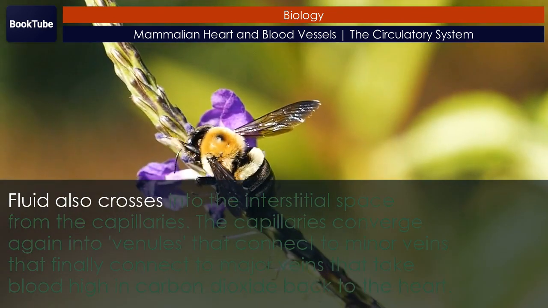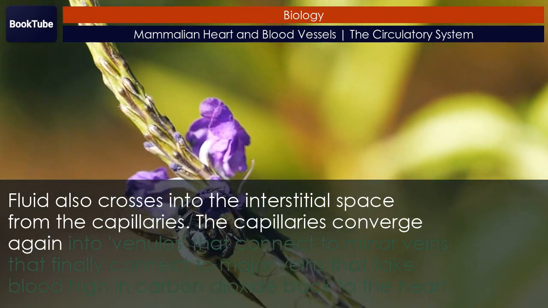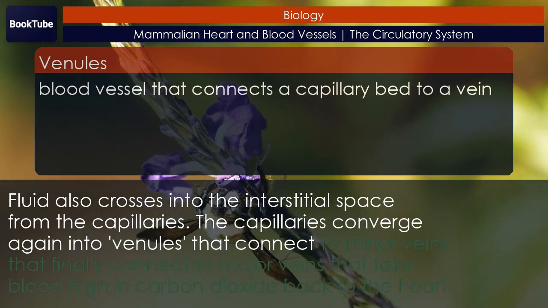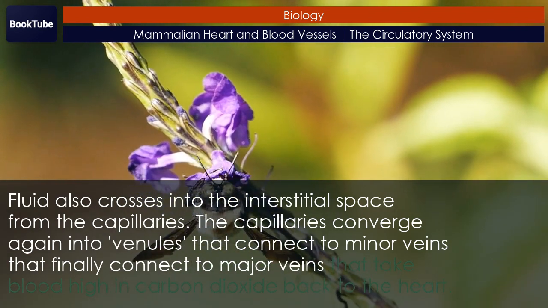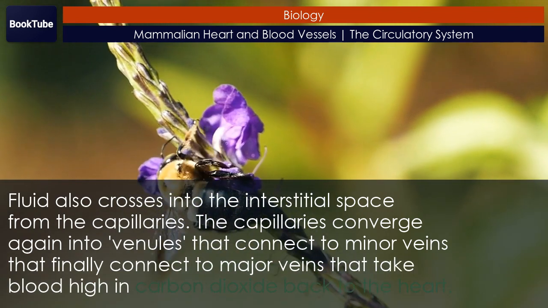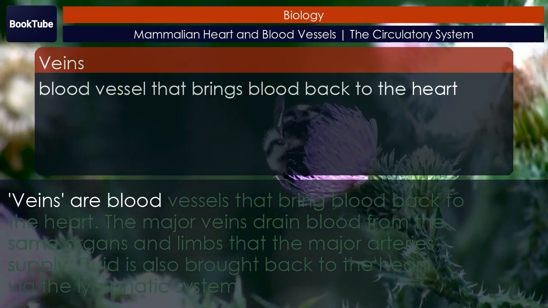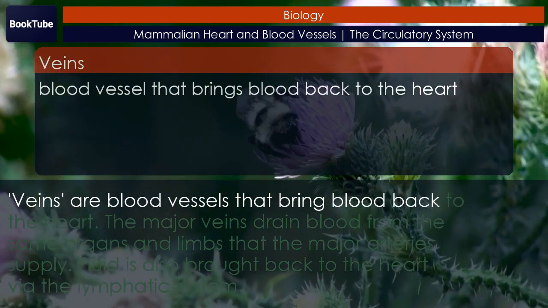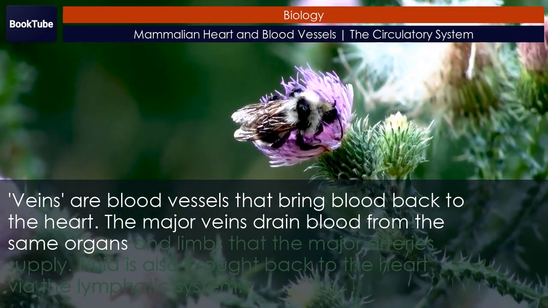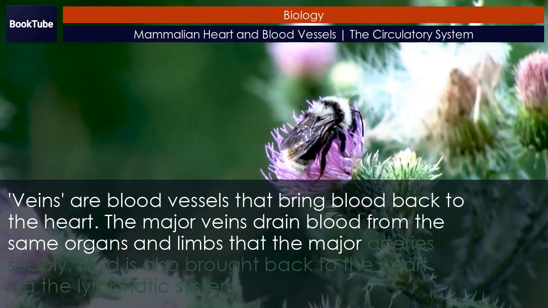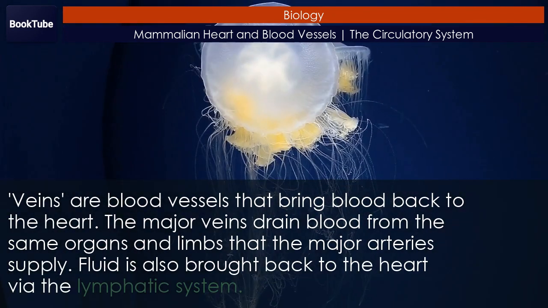Fluid also crosses into the interstitial space from the capillaries. The capillaries converge again into venules that connect to minor veins that finally connect to major veins that take blood high in carbon dioxide back to the heart. Veins are blood vessels that bring blood back to the heart. The major veins drain blood from the same organs and limbs that the major arteries supply. Fluid is also brought back to the heart via the lymphatic system.